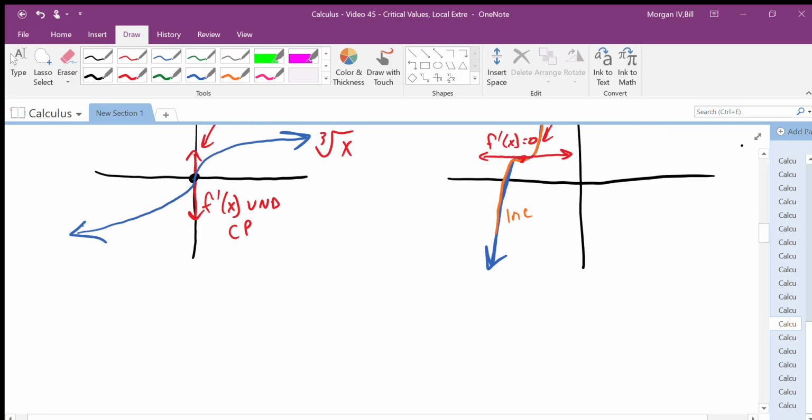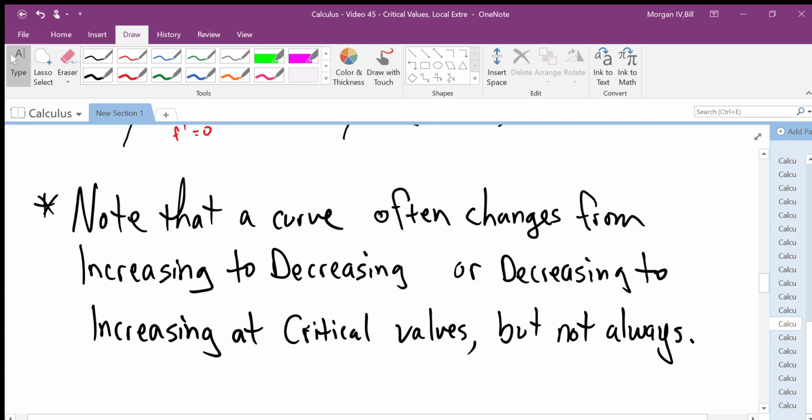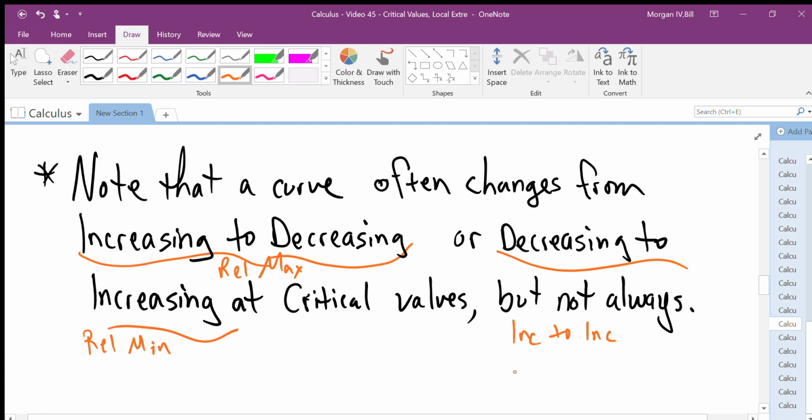All right, so the statement there is, note that a curve often changes from increasing to decreasing. That would be a relative max. Or decreasing to increasing would be a relative min, but not always. And then if it's increasing to increasing, then we get no relative extrema. Or decreasing to decreasing. In both of those cases, no relative extrema.